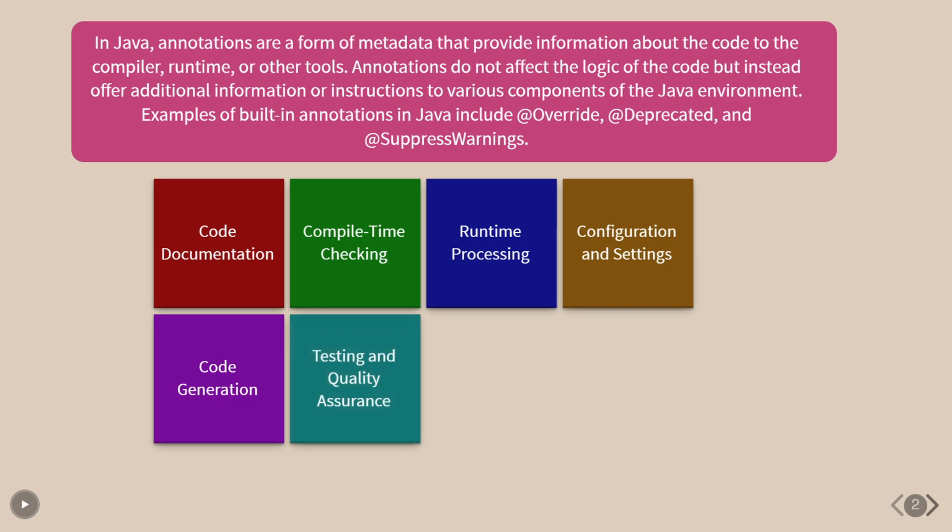Testing and quality assurance. Annotations are commonly used in testing frameworks to mark test methods and provide configuration information. Quality assurance tools may also use annotations to define rules or constraints for code analysis.